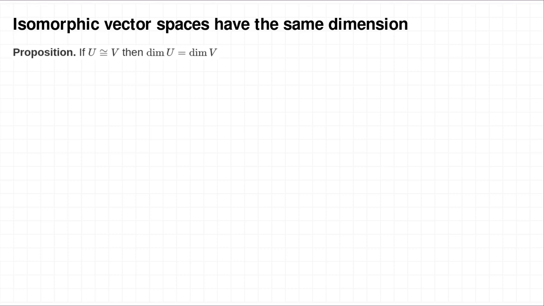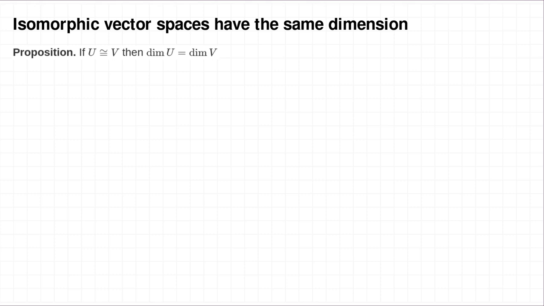I'm going to justify the statement I made about isomorphic vector spaces having the same dimension. So here's the statement. If U is isomorphic to V, then the dimension of U is equal to the dimension of V. Now, one way to prove this is you can prove that if you have a basis U1 up to UN of U, then T of U1 up to T of UN is a basis of V. That's a direct proof of this. But since we went to all the trouble of proving the rank nullity theorem, we're going to use the rank nullity theorem to get a shorter proof than that direct one.